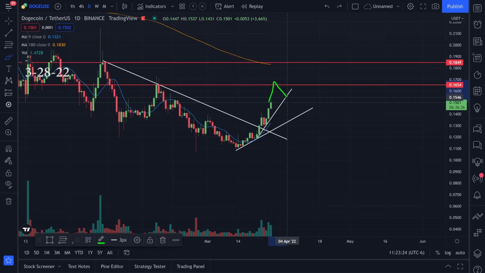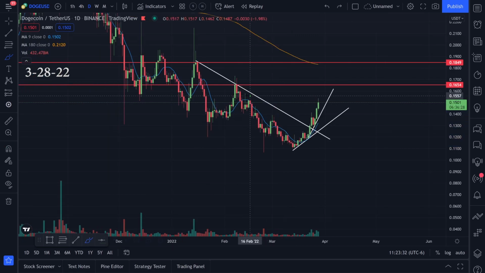Like I said, maybe we'll get a pullback. We've already got a nice little run from this little bottom down here to where we are right now. We're having a little bit of trouble with this resistance, but let's see if we could break that and come to the next one sitting at .165.